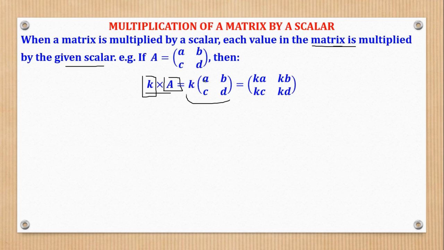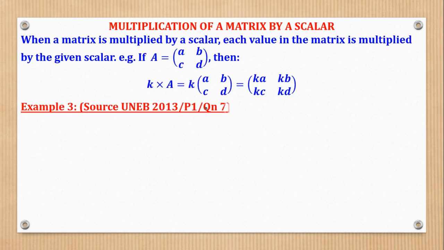So A will be multiplied by K to come up with this, then K still with B to come up with that, then K still with C to come up with this, and K with D to come up with KD. So basically that's how a scalar and a matrix can be multiplied.